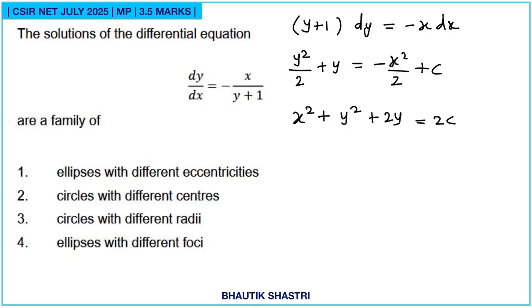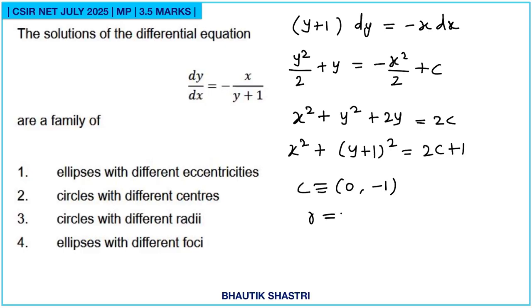We can add 1 here, so this will be x square plus y square plus 2y plus 1, and that is equal to (y plus 1) square, and that is equal to 2c plus 1. So this is the equation of a circle with center at (0, minus 1) and radius equal to under root 2c plus 1. So it will depend on c. So c will be different, that means these are circles with different radii. So option 3 is correct.